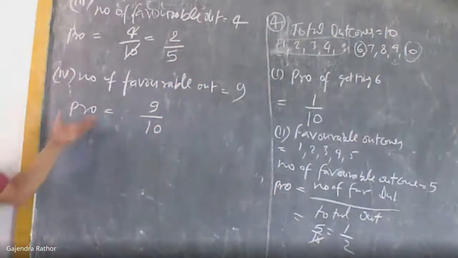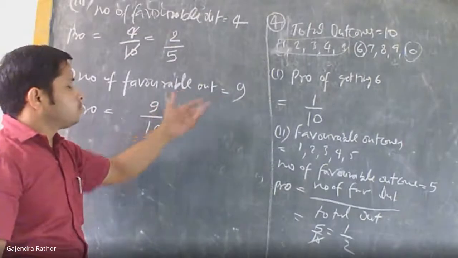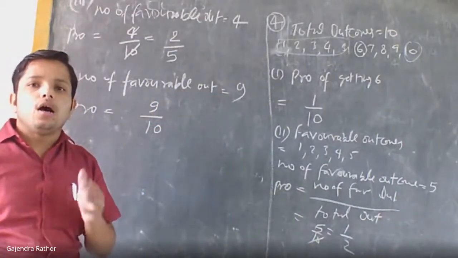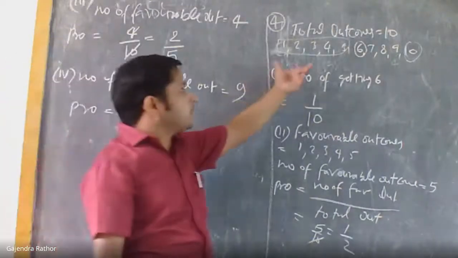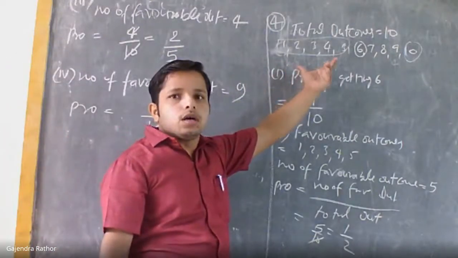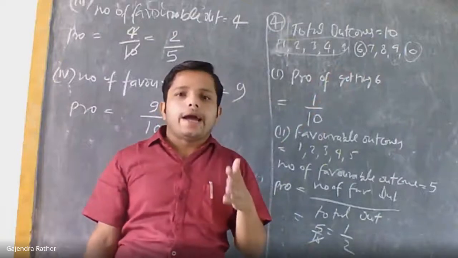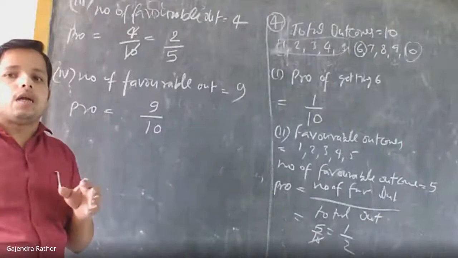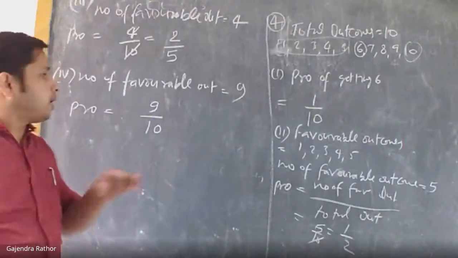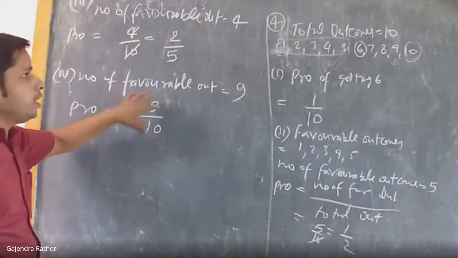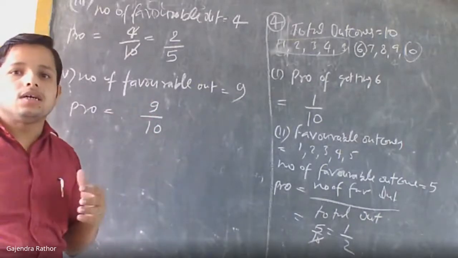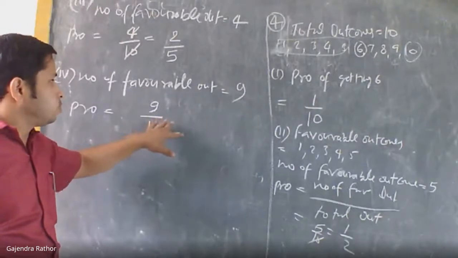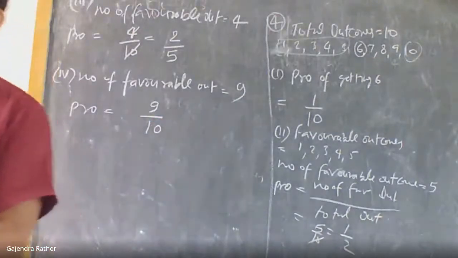And the last one. In this part, we need to find the probability of getting a one-digit number. So once again, observe the total outcomes. Except the 10, the remaining 9 numbers have only one digit. So our number of favorable outcomes is 9, because we need only the one-digit numbers, not the two-digit number. And the total outcomes are 10. So this is the required probability.